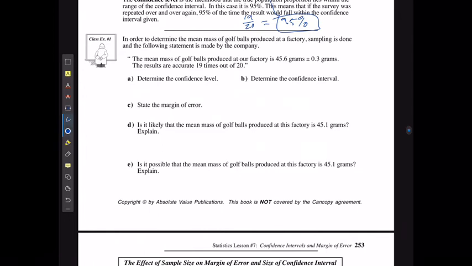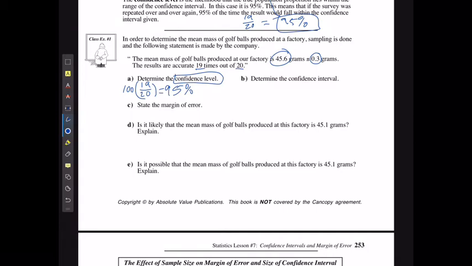If we put this into practice, let's say that in order to determine the mean mass of golf balls produced at a factory, sampling is done and the following statement is made by the company. The mean mass of the golf balls produced at our factory is 45.6 grams, plus or minus 0.3 grams. The results are accurate 19 times out of 20. So the first thing, if we're determining the confidence level, that is the percentage likelihood that our data is correct, well, if it says it's 19 out of 20, 19 divided by 20 times 100 is going to give me my percentage. It's 95% likely.